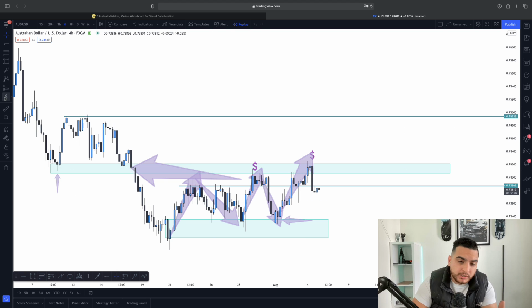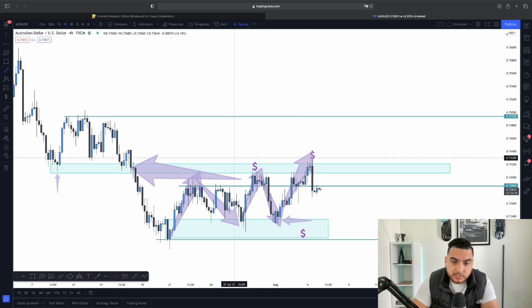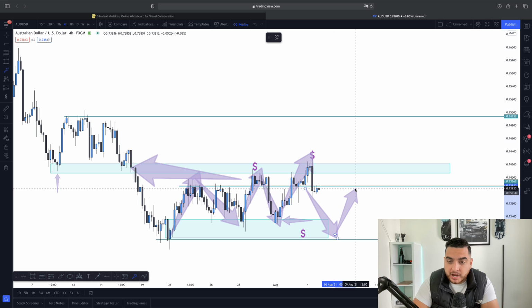But I still would not be selling if it broke this, because we've still got this level down here to protect us. So even if market structure is broken here, we do not want to be selling until market structure breaks, and then comes back to make its higher low. That's really where you want to be getting your sell. So I hope that makes sense, guys.